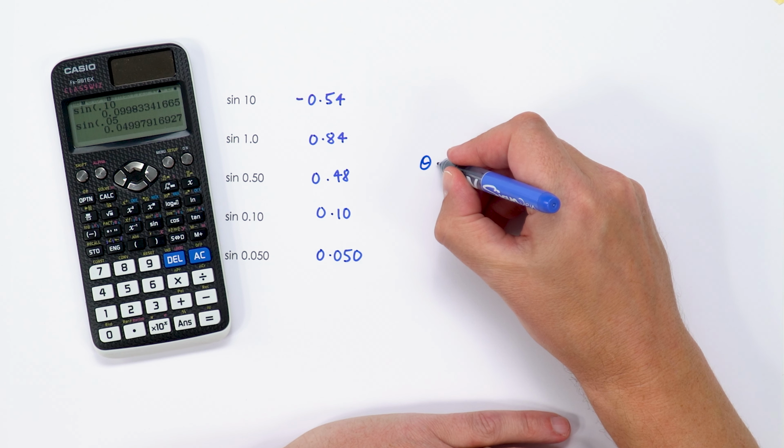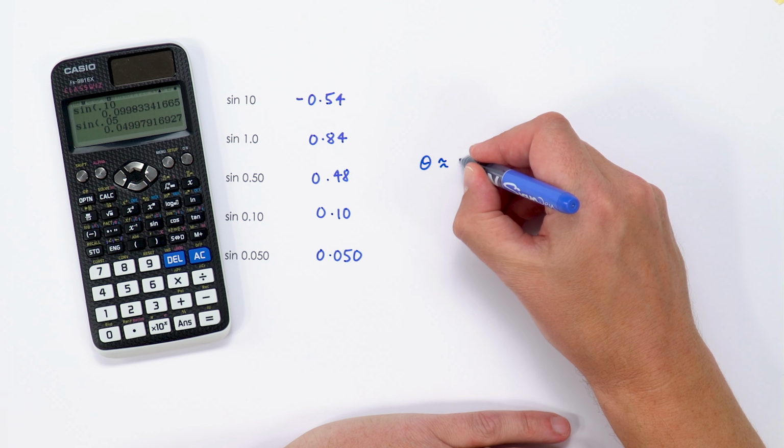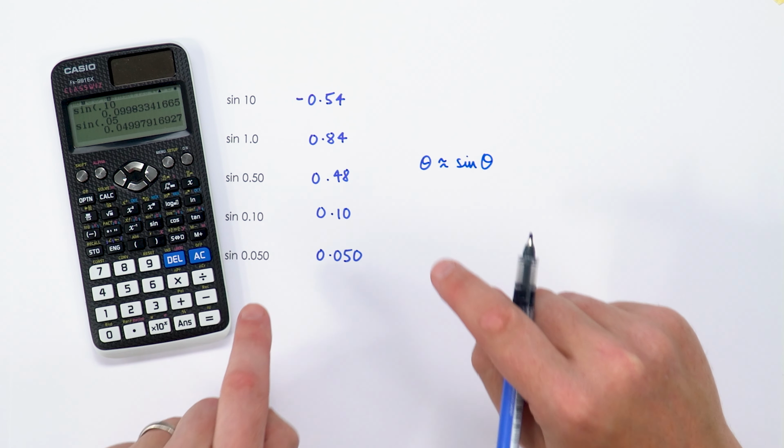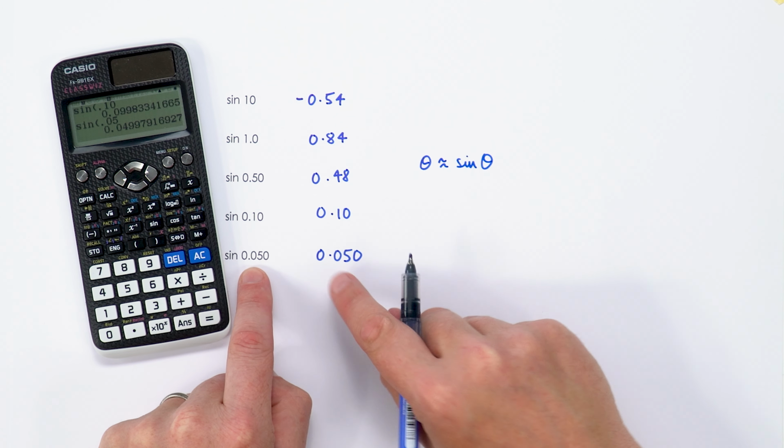And actually, this is what we call a small angle approximation. If the value of theta is very small, then we can say that theta is approximately equal to sine theta. And you can see that here. We put sine theta in and we get theta out. So this is the small angle approximation, and it works when you've got very small angles measured in radians. It also works for tan. So if you've got a very small angle, theta is approximately equal to tan theta.